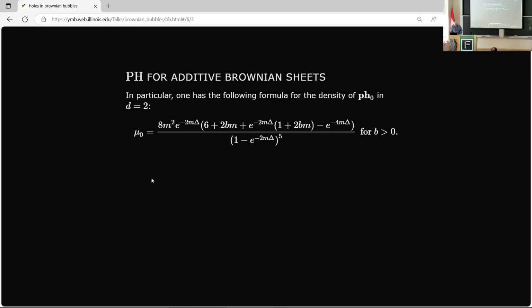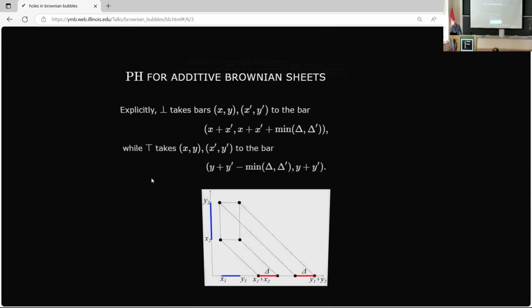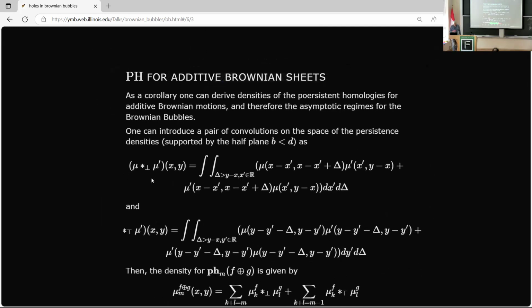Okay, it's not working. So anyway, the density... okay, sorry about this. Yeah, so those two convolutions, I don't know what is going on here. Let me try to reduce the size once again. It worked on my computer. Don't know why it's not working here.